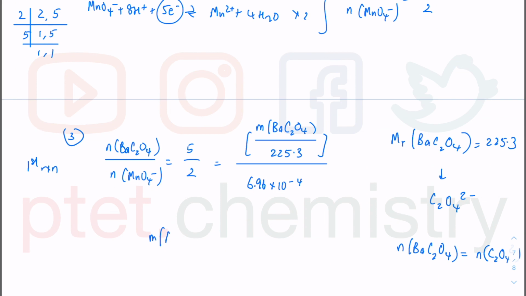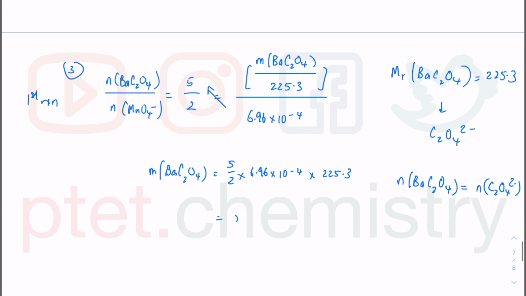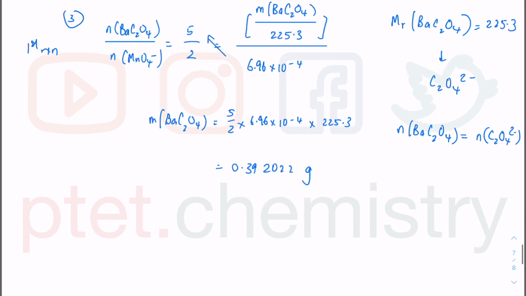So you can rearrange your equations. Before you press your calculator, you're going to bring that up. So you're going to get 5 over 2 times 6.96 times 10 to the power minus 4 times 225.3. And I got my final answer as 0.392022 gram. This is the mass of barium ethanedioate in the sample out of 0.5 grams.